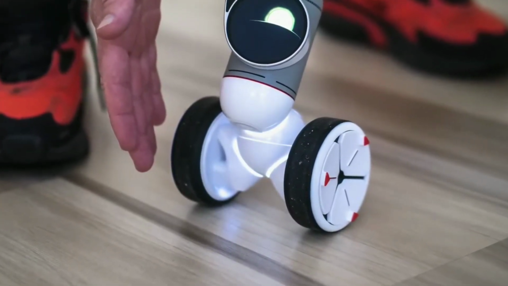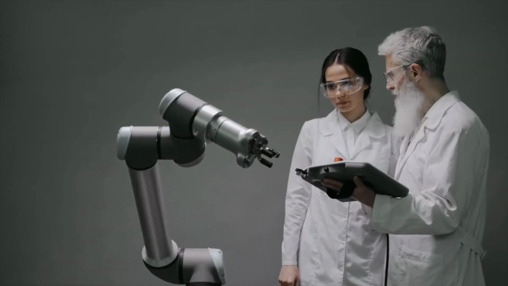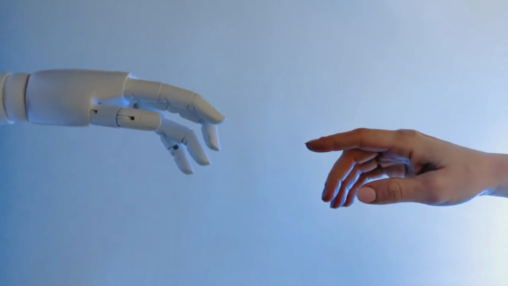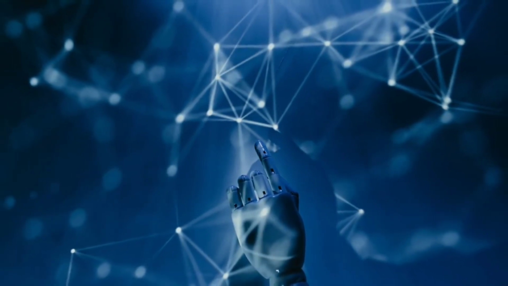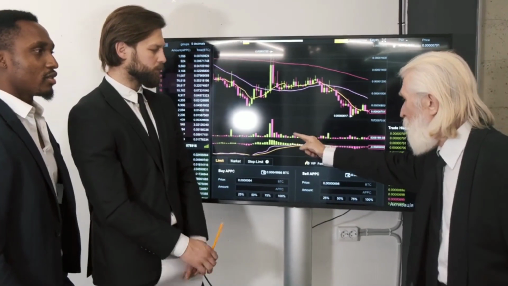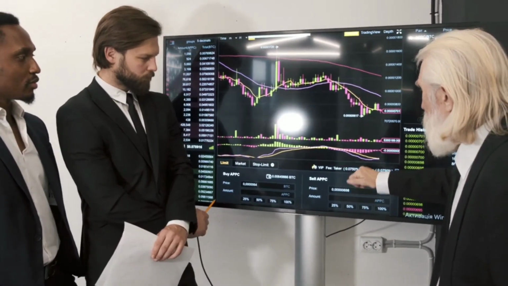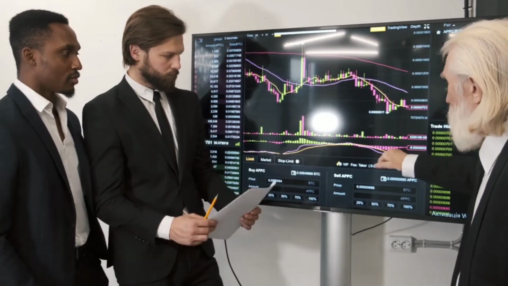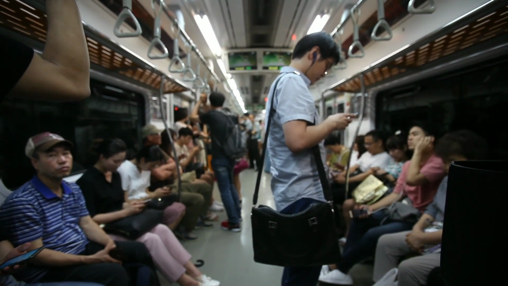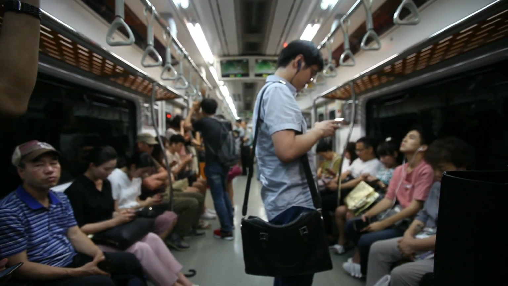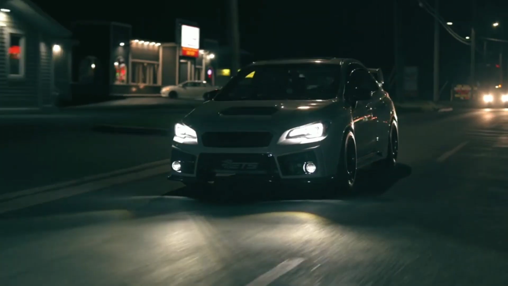AI has various applications in our life today. For example, in healthcare, AI is used to analyze medical images, diagnose diseases, and develop personalized treatment plans. Also in finance, AI is used to detect fraudulent activities, analyze market trends, and provide personalized investment advice. Another example of using AI is in transportation. AI is used in self-driving cars and traffic management systems.